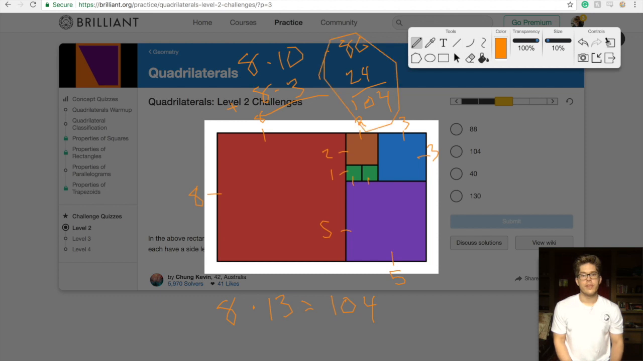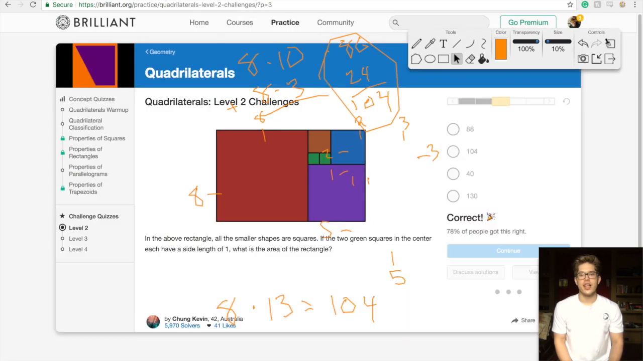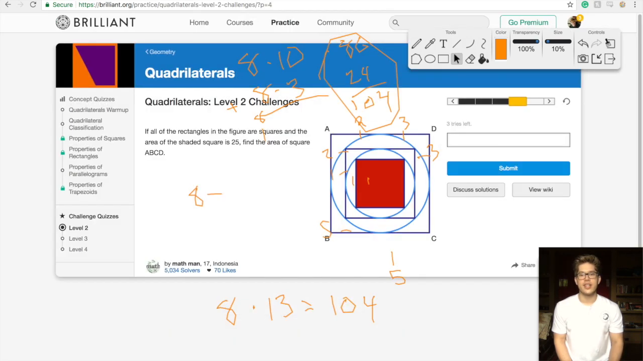So this little mental math trick comes in handy whenever you're multiplying things by 13. You might not know your 13 factors or multiples off the top of your head, but I would hope you know what 8 times 10 is, and I hope you know what 8 times 3 is, and then adding those is pretty simple. So our answer here is I'm going with 104. Let's check it. Excellent. Excellent. Next problem.